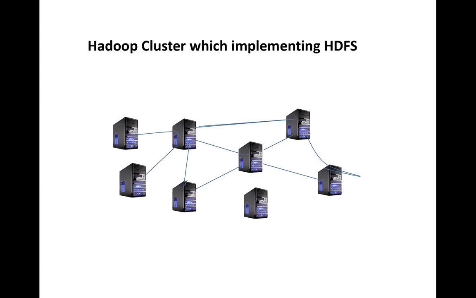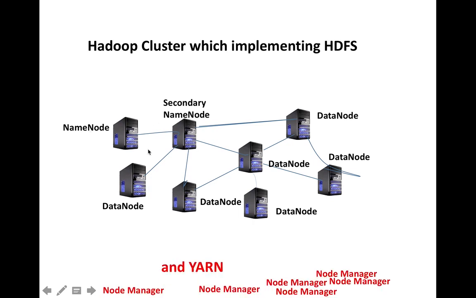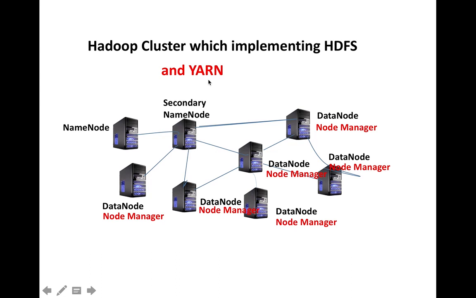What we just talked about is the Hadoop cluster which implements HDFS. We know the data node and the secondary node, also the name node. But generally, if a Hadoop cluster also has YARN, the structure will be like this. Generally the data node also stores a node manager. So here is the node manager on the data node. Then the secondary node is here, and the name node is here.